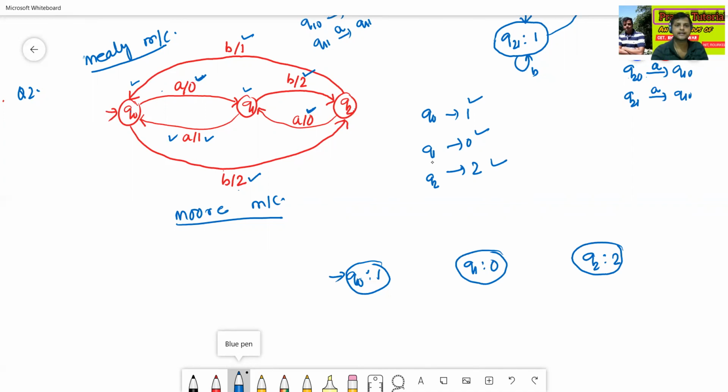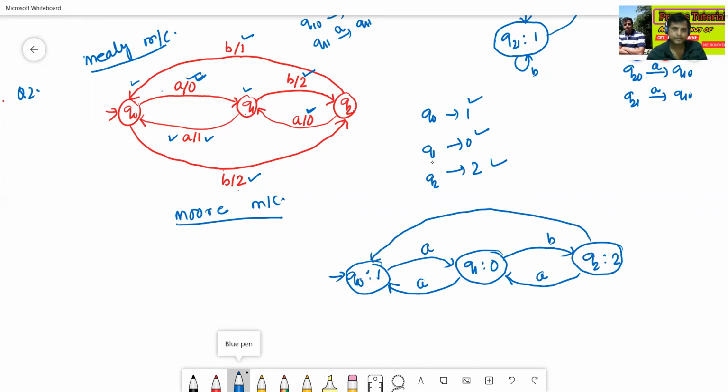Okay, simply draw the transitions. From Q0 to Q1 is A, from Q1 to Q0 is A, from Q1 to Q2 is B, from Q2 to Q1 is A, from Q2 to Q0 is B, and from Q0 to Q2 is B. Okay, so this one is the Moore machine.